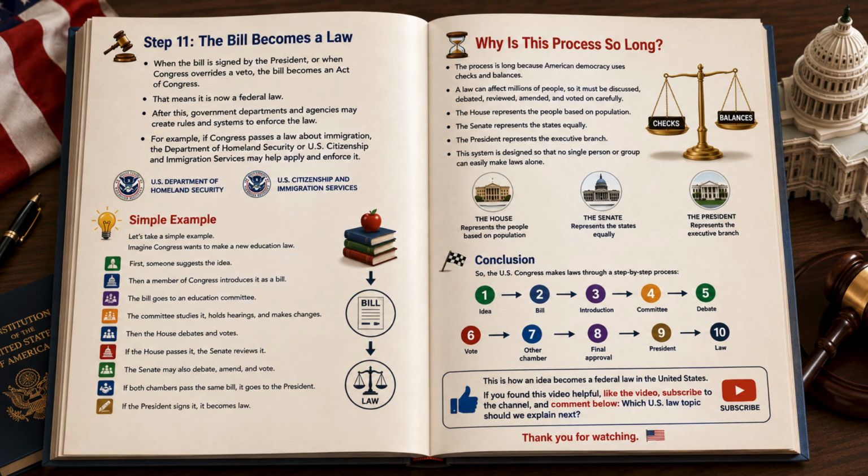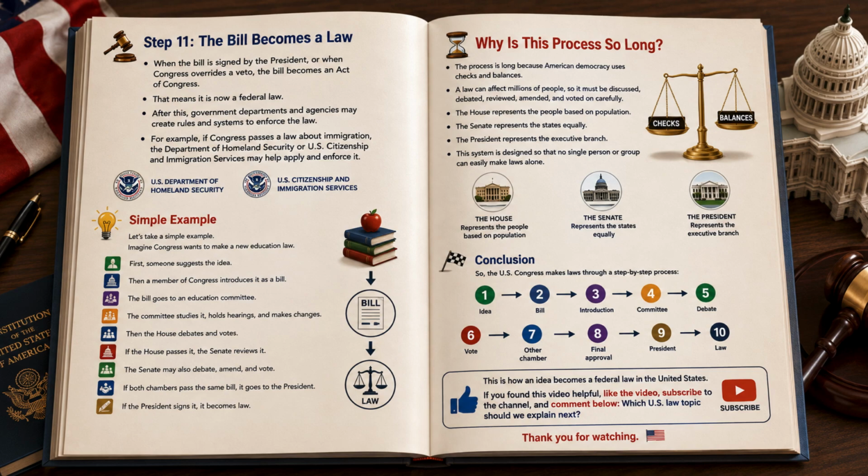Why is this process so long? The process is long because American democracy uses checks and balances. A law can affect millions of people, so it must be discussed, debated, reviewed, amended, and voted on carefully. The House represents the people based on population. The Senate represents the states equally. The President represents the executive branch. This system is designed so that no single person or group can easily make laws alone.